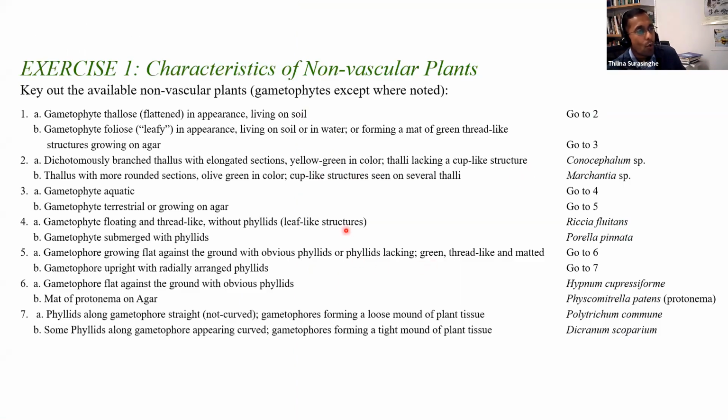So what is your choice? The other option: thallus rounded, olive green, cup-like structures present. So clearly, yep, we are looking at the 2A option, right? Okay, there we go. We did 2 of them. Are we good? Alrighty, very good, excellent.